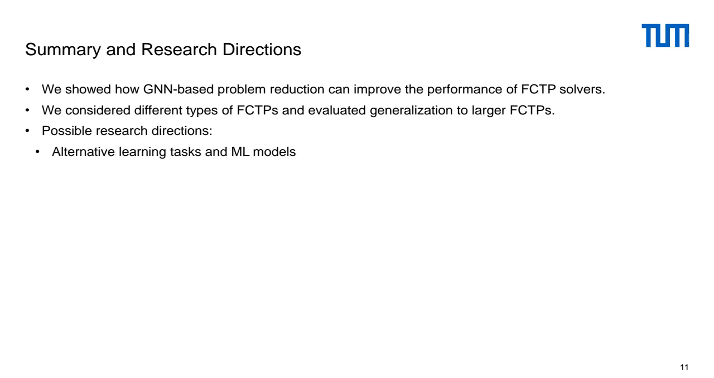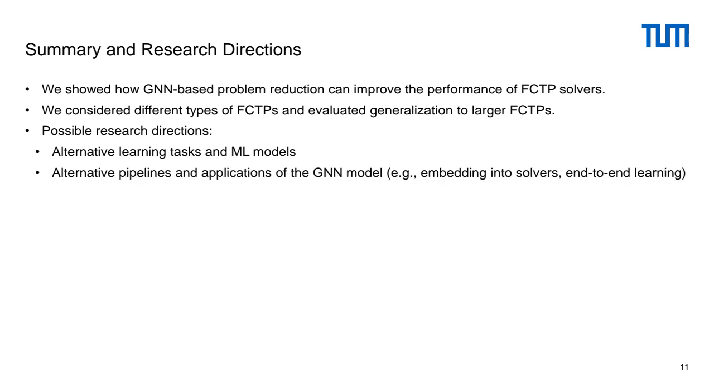First, you could consider alternative learning tasks and machine learning models. At the moment, we treat it as a binary classification task, but there might be other options. You could also take the same model, but embed it into a different type of pipeline. For example, use it with an exact algorithm or use it in some kind of end-to-end learning way to directly predict a solution. And last but not least, you could apply the whole thing to a different problem class and see how it performs.